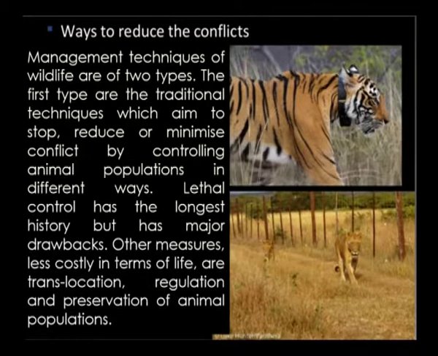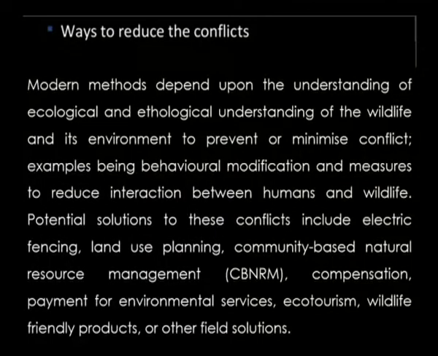The traditional techniques which aim to stop, reduce or minimize conflict by controlling animal populations. Lethal control has been used in history for the longest time, but it has severe drawbacks. Other measures less costly in terms of life are translocation, regulation and preservation of animal populations. Modern methods depend upon the ecological and ethological understanding of wildlife and its environment to prevent or minimize this conflict. Examples being behavioral modification and measures to reduce interaction between humans and wildlife.